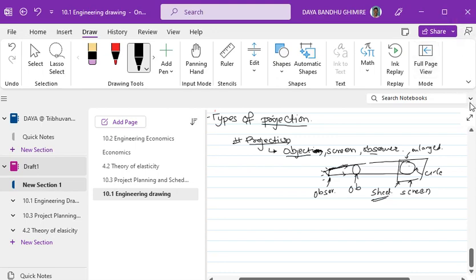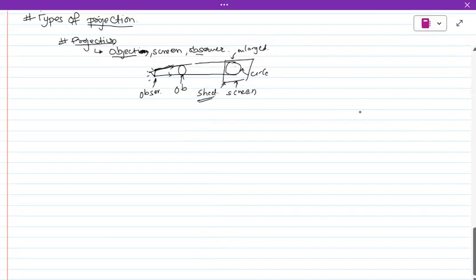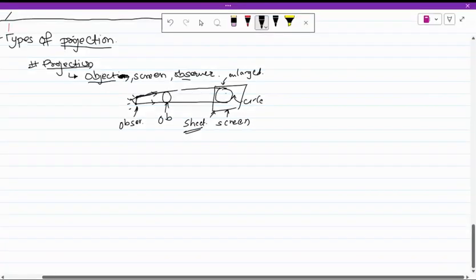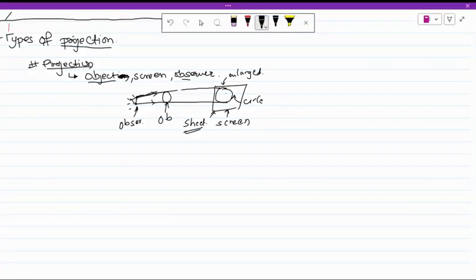Okay, guys, let us talk about projection. So, what is a projection? The object's view on screen depends on the observer. If there is an observer, there is an object, and there is a screen. This is known as projection.